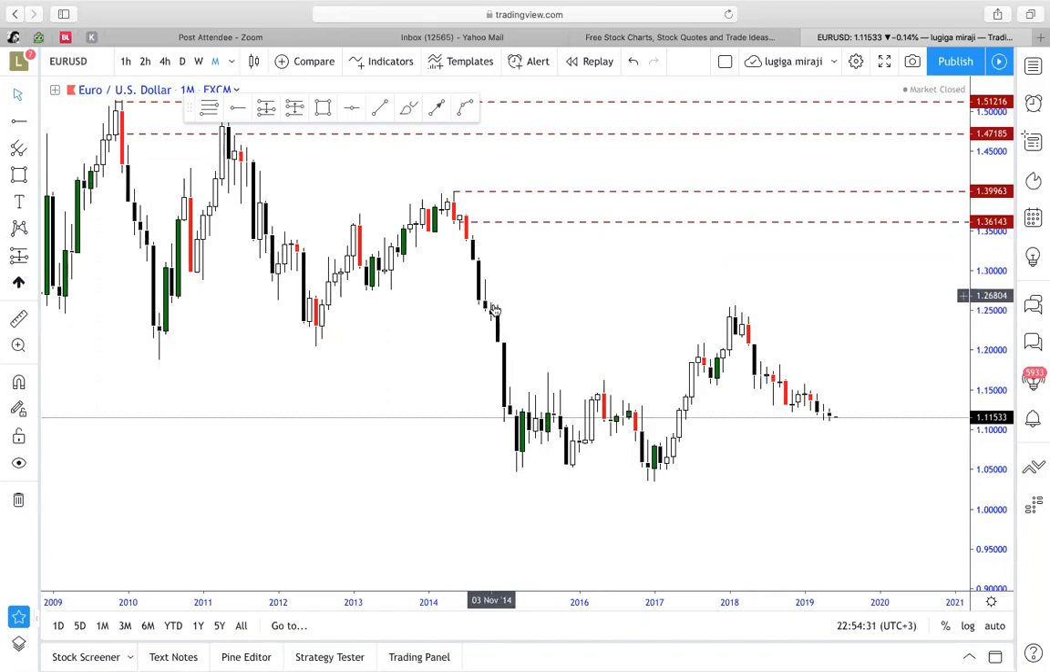Reading the price action behind, since the price was falling down and we had the loss of momentum in the market, it means there was a pause in the market. This is the level, this is the continuation pattern.